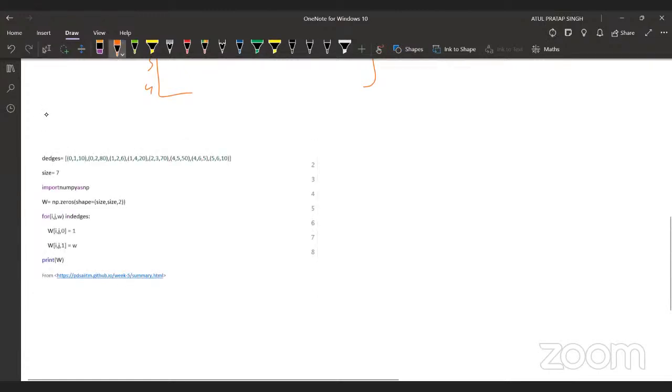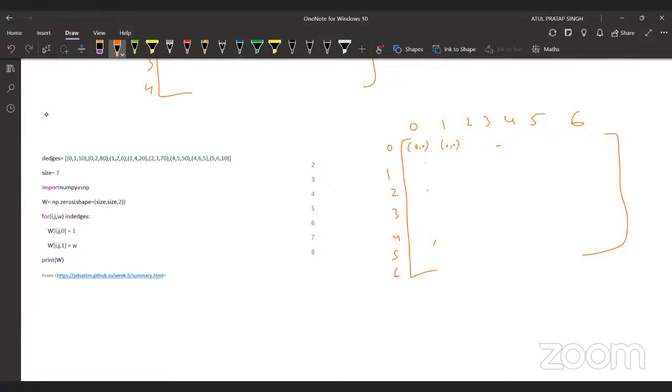Okay, so here the size of the matrix is 7 by 7, with indices 0, 1, 2, 3, 4, 5, 6 in both rows and columns. Initially we are creating the whole matrix of zeros using numpy, so all information is 0. Every place is stored with the default value 0.